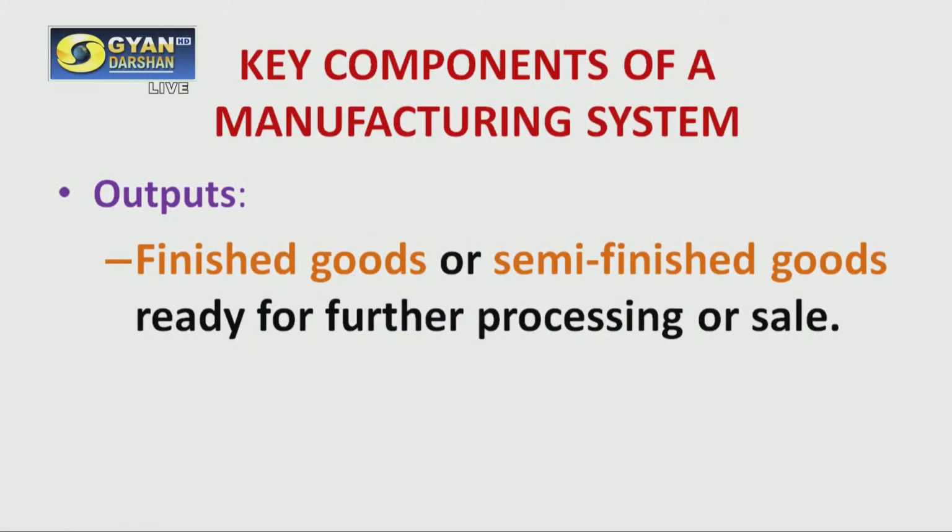The third one is the output. Now the output is basically what we are getting from the manufacturing system. It may be the finished product, like a finished car, finished refrigerator, finished air conditioner, or some semi-finished product. If I take the example of furniture, it may be a semi-finished product waiting for the polishing or the finishing operation. So that is called semi-finished. So it is the third component.